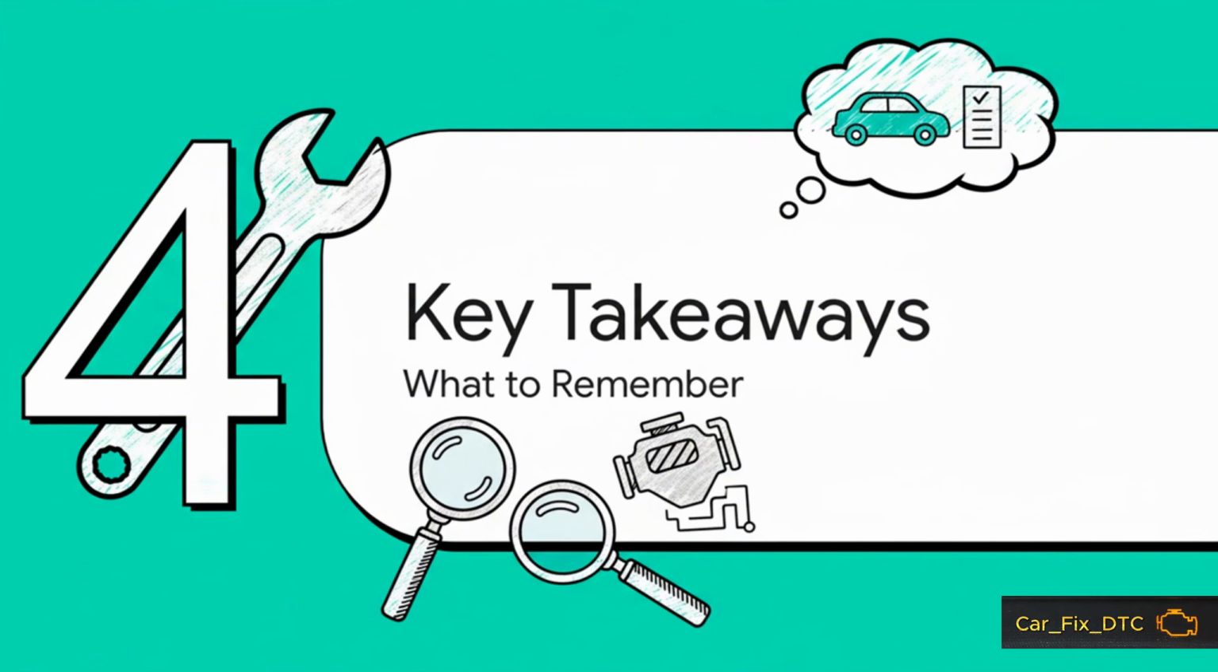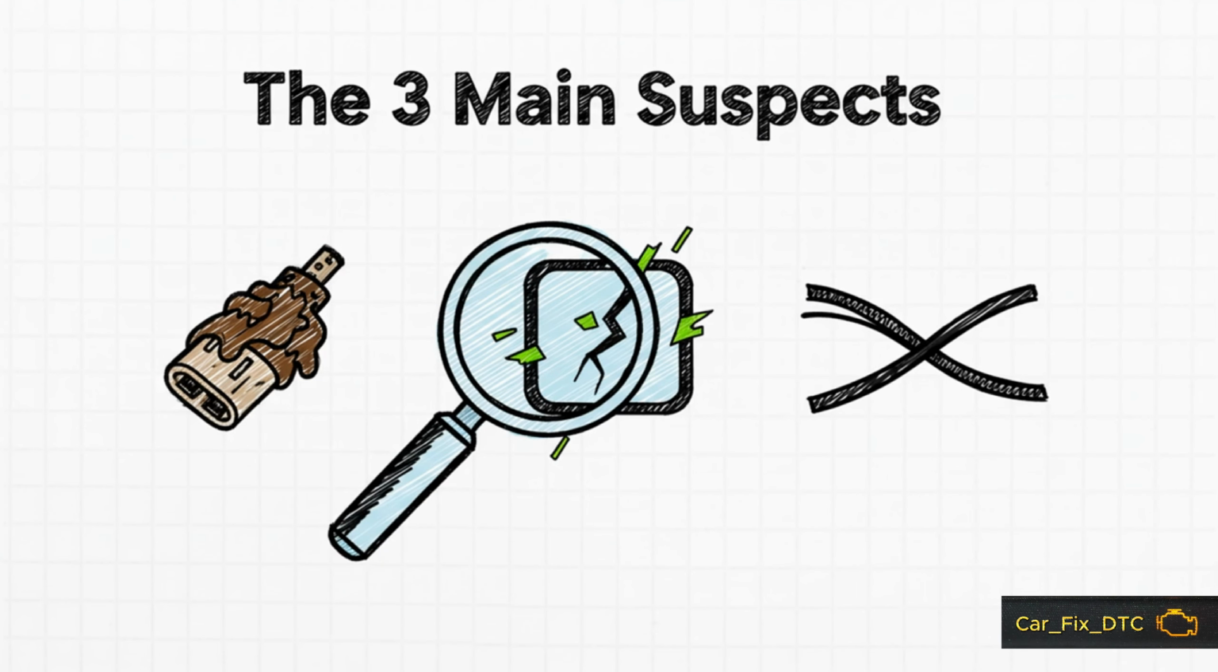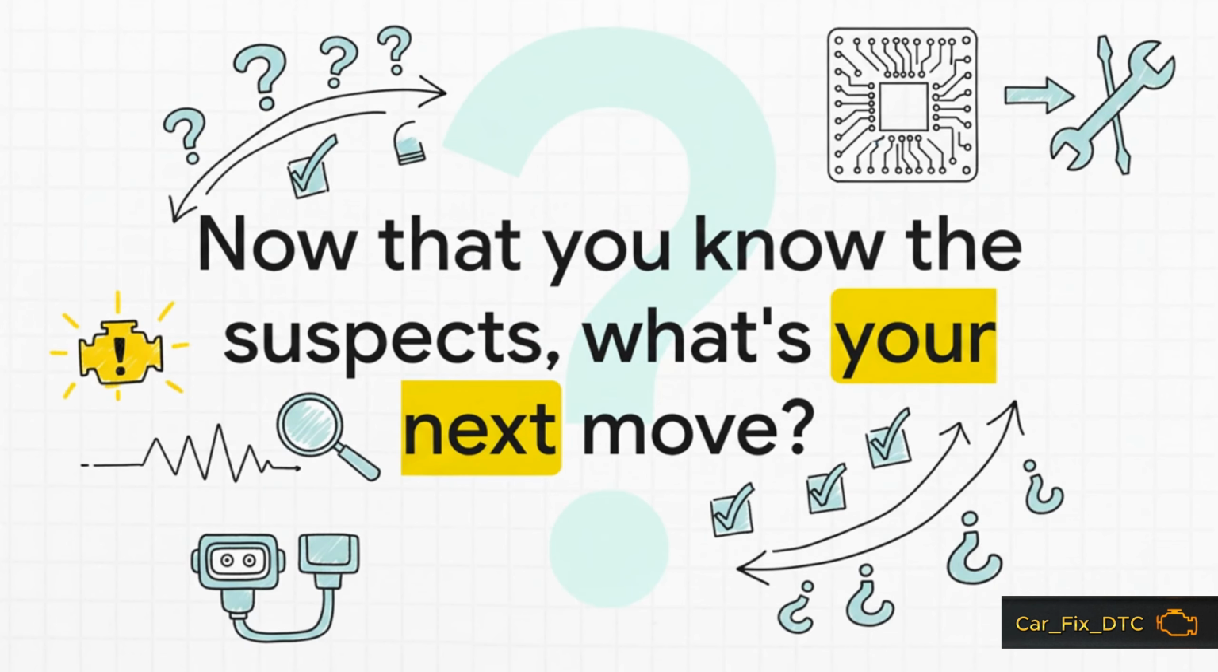Okay, we have covered a lot of ground here. We defined the problem, we've identified the suspects, and we looked at the solutions. Now, let's boil it all down to the most important takeaways. So, if you remember just one thing from all this, make it this. When you see that P1125 code, your investigation should focus on 3 prime suspects: a dirty connection, a bad translator module, or a signal tracking issue between circuits. By understanding what this code actually means and where to start looking, you've turned a mysterious warning light into a manageable challenge. You've gone from confusion to clarity. So the only question left is, what's your next move?